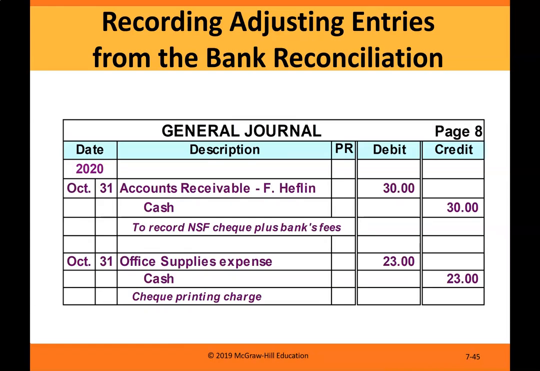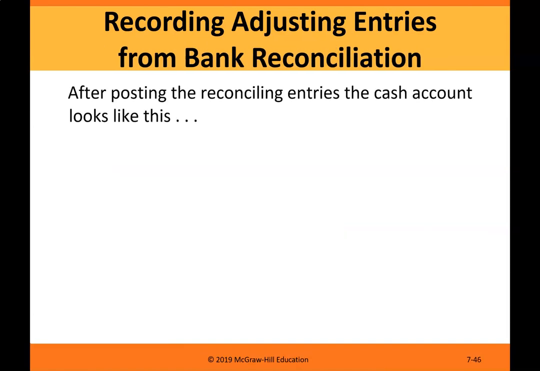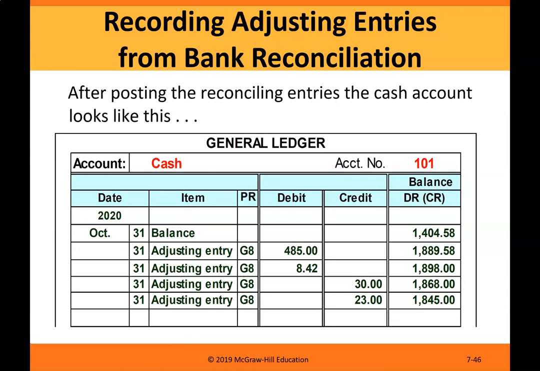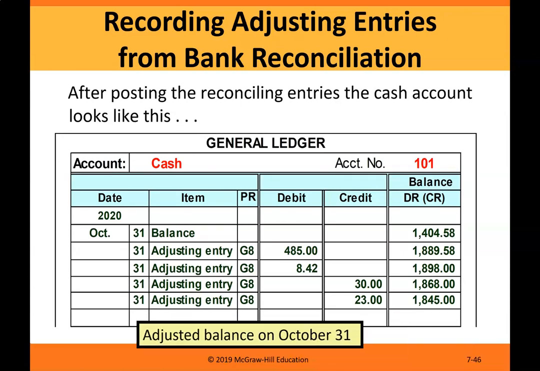We debit accounts receivable and credit cash. We debit office supplies expense and credit cash. Recording adjusting entries from bank reconciliation. After posting the reconciling entries, the cash account looks like this. It's now the adjusted balance on October 31st, which is on our bank reconciliation working paper.